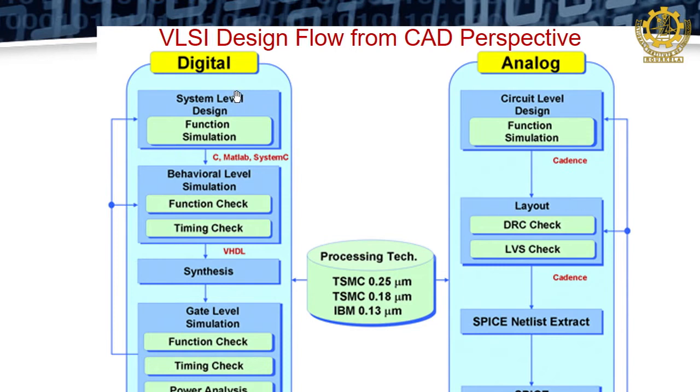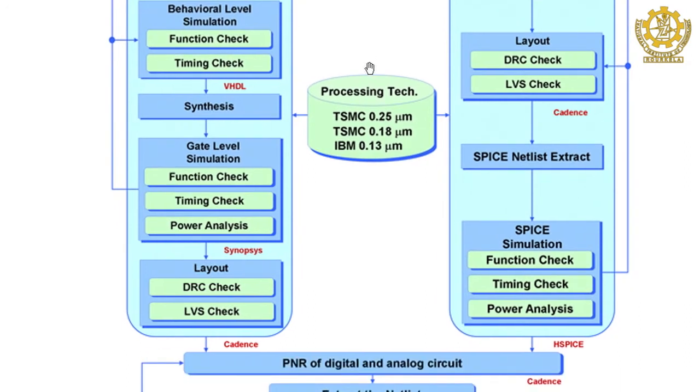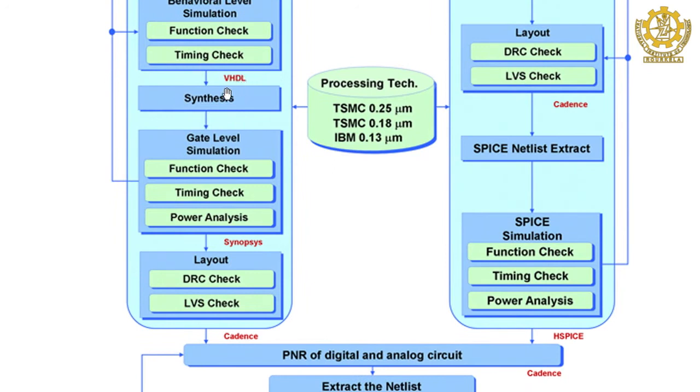So, in digital design the keywords are like system level design. In that there is a functional simulation. Let us understand the keywords first, then we can discuss individual blocks. Here they have written C, MATLAB and SystemC. C and MATLAB you might already know. Then coming to behavioral level simulation, as this is a behavioral level, you have to specify the behavior of the design. Here also we will go for a functional check and timing check. Here you can use an HDL, and they have written VHDL here. Verilog HDL can also be used for the purpose. After that, synthesis is a process.